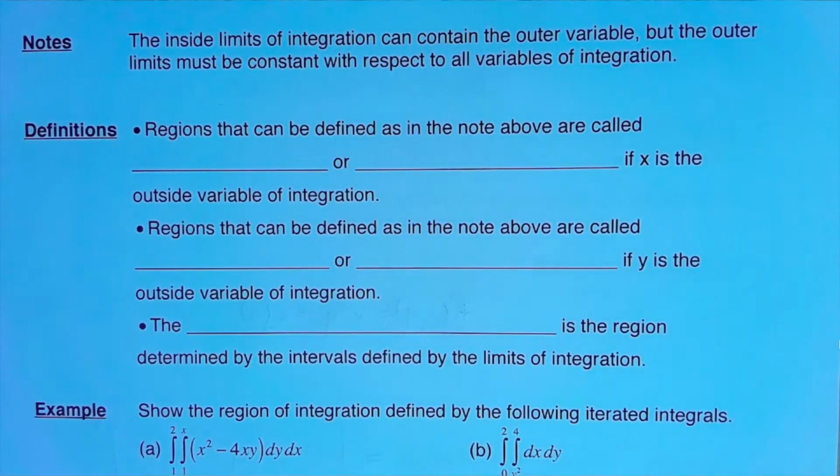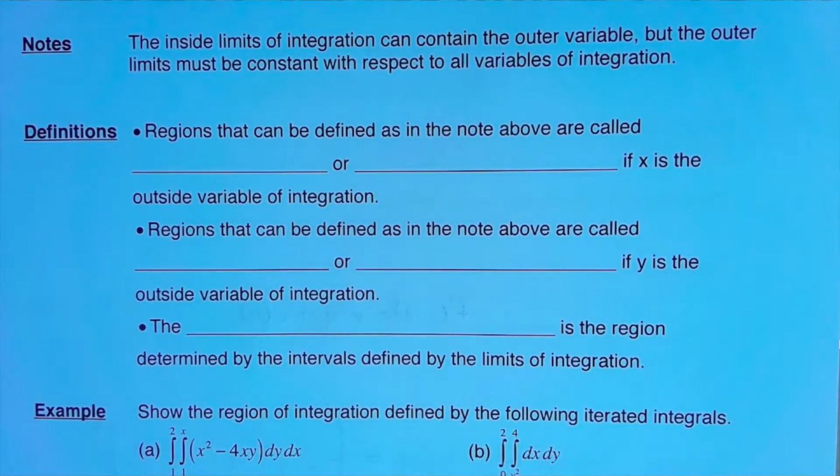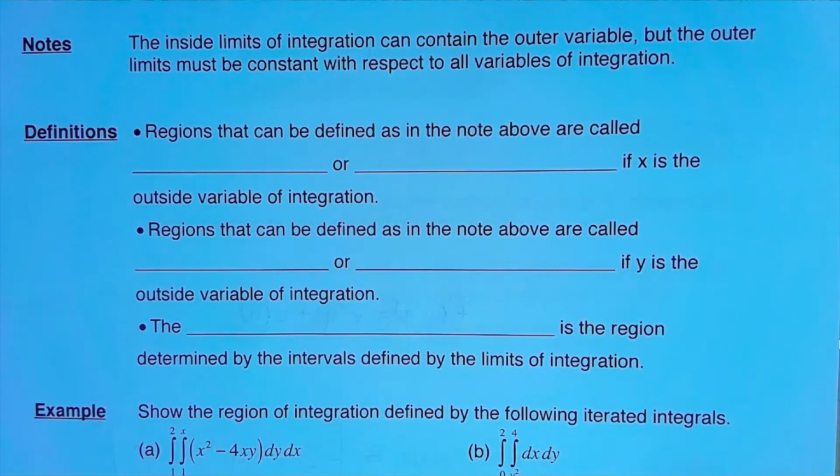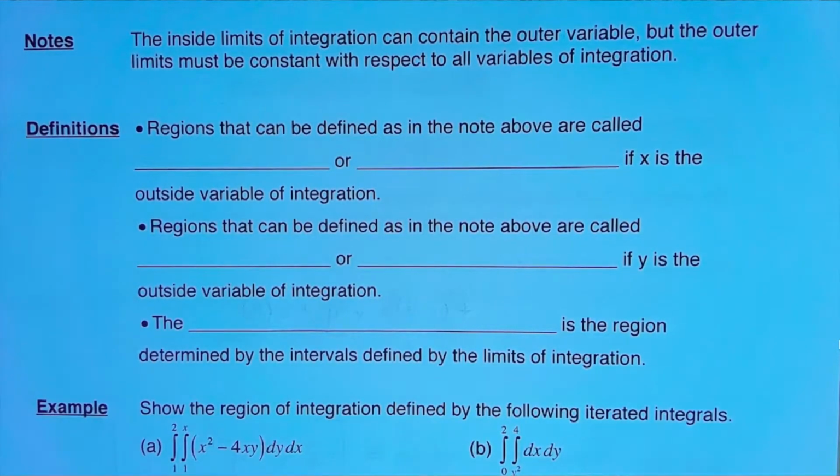As we saw in the previous example, the inside limit of integration can contain the outer variable, but the outer limits must be constant with respect to all variables of integration. It doesn't mean you cannot have any other letters, but you couldn't have a y in the outer integration that we just did.